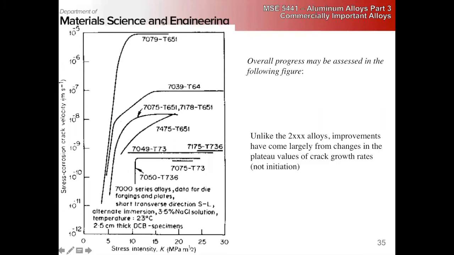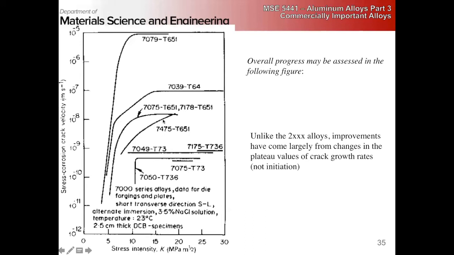So remember in the 2000 series alloys, when we looked at the stress corrosion crack velocity, right? They all had the same plateau value, but at different stress intensity. So the design was, well, we can't do much with the crack velocity, so we're going to find the one with the highest K value.